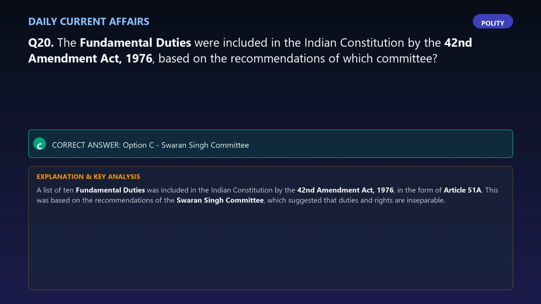Explanation. A list of 10 fundamental duties was included in the Indian Constitution by the 42nd Amendment Act, 1976, in the form of Article 51A. This was based on the recommendations of the Swaran Singh Committee, which suggested that duties and rights are inseparable.